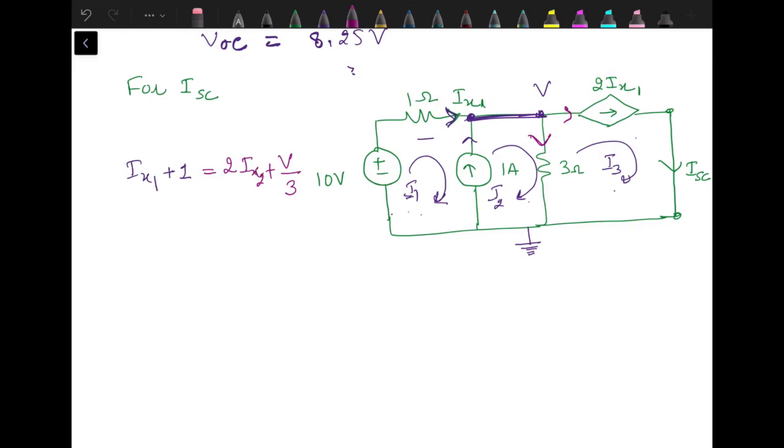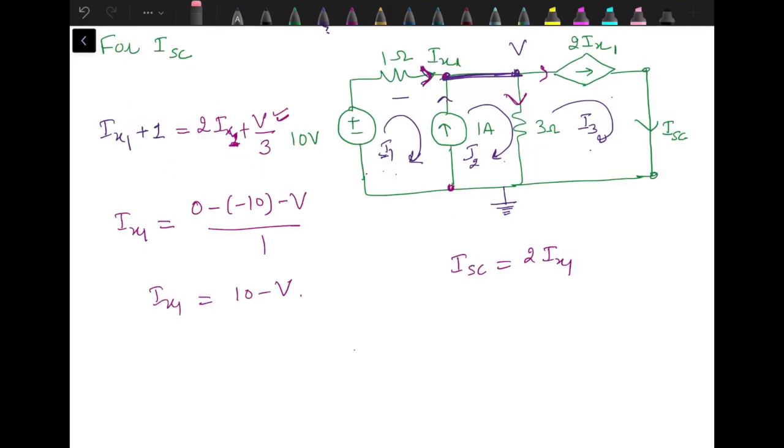One thing we can write, so not Ix2, it's Ix1. We can write this Ix1, it's flowing from reference towards node 1. So it will be 0 minus minus of 10 minus V by 1. So Ix1 is basically 10 minus V. From here we can write V equal to 10 minus Ix1.